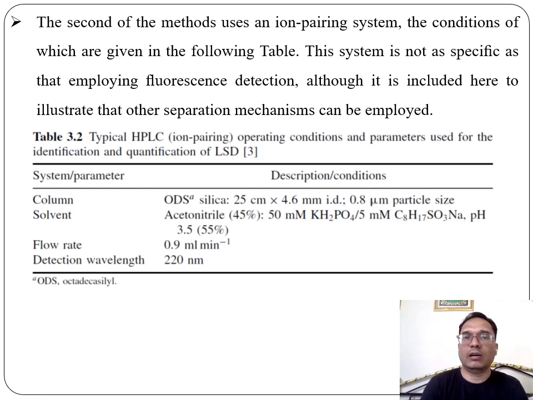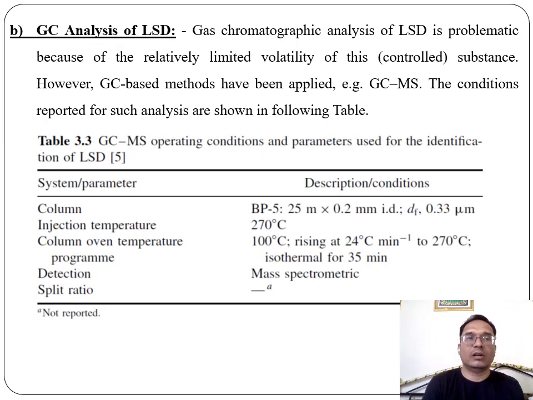The second method of HPLC identification is an ion pairing method, and the conditions which are used for the setup of the instrument are shown in the table. This system is not as specific as that employing fluorescence detection, although it is included to illustrate the separation mechanism. The identification or the confirmation of LSD can also be done by using the gas chromatographic technique, and the basic requirements for the gas chromatograph or GCMS instruments are as in the table.